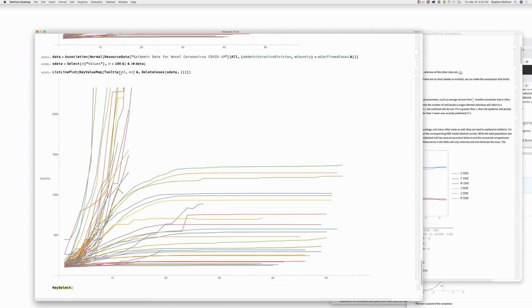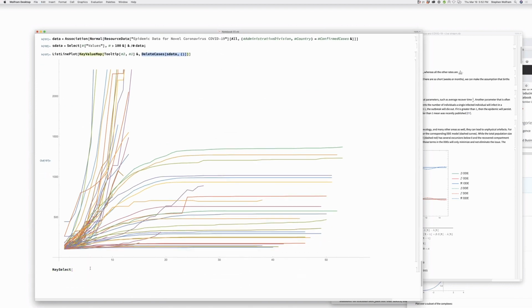Missing Q. You can use function composition. Okay, tell me what to do here. Missing Q at star first. Okay. The first argument should be selected data. Right. Okay, now let's say list line plot. Well, you need the key value map as well. I know. Maybe you should just.